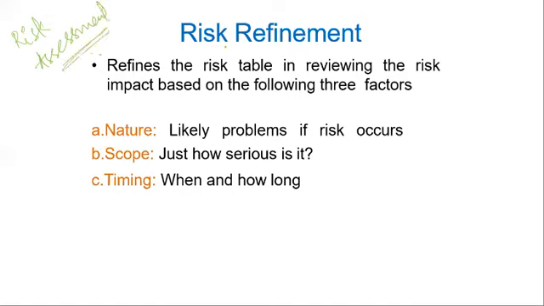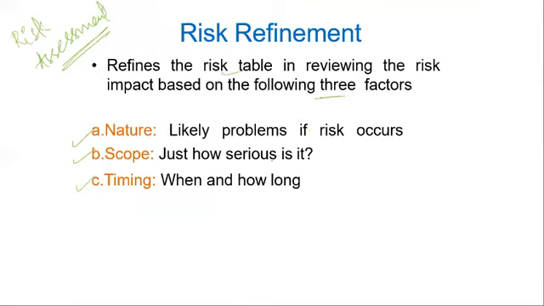Now, this risk refinement refines the risk table in reviewing the risk impact based upon three factors. That is, you're going to assess the risk, you're refining the risks that you've identified in three ways: nature, scope, and timing. Now, what is nature? The problem if the risk occurs, the likely problems that might arise. That is, what is the nature of that risk, how harmful is that.